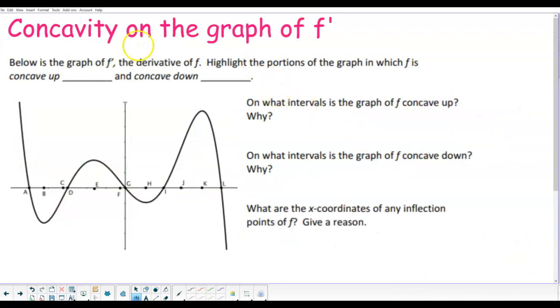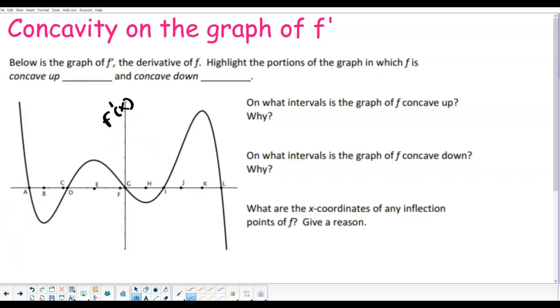All right. Next, we'll go back to page 2 now, and this is the middle of the page. We're going to look at concavity on the graph of f prime. So it's the same graph. It looks like the same thing, but now we just have to make a connection. Remember, this is being interpreted as the graph of f prime. So go ahead and answer the questions about when we're concave up, concave down, and inflection points based off of the first derivative.